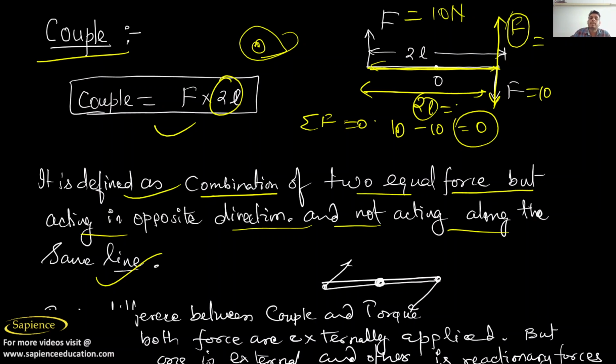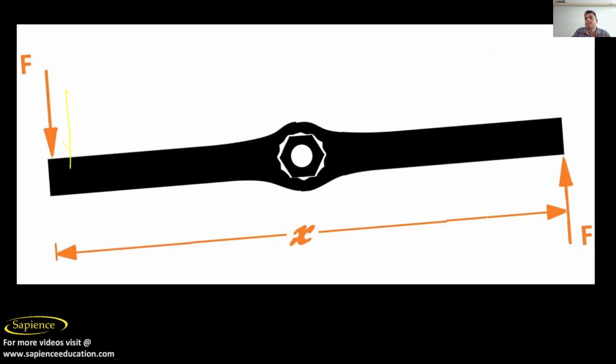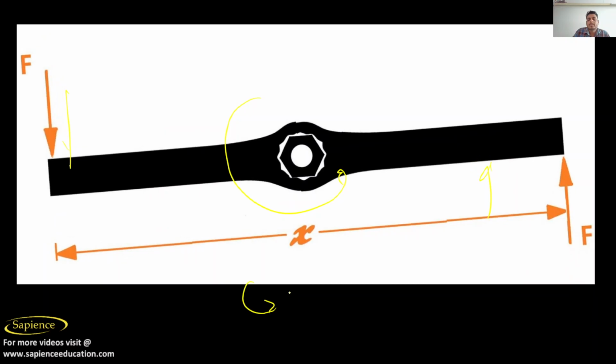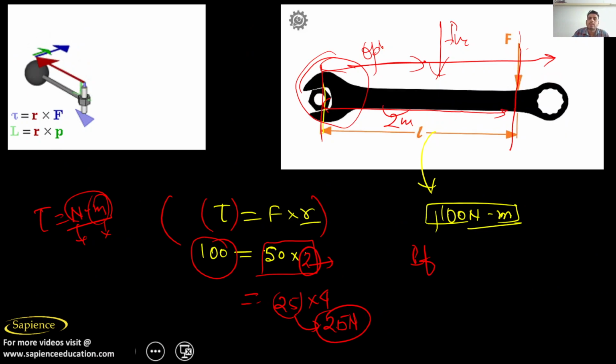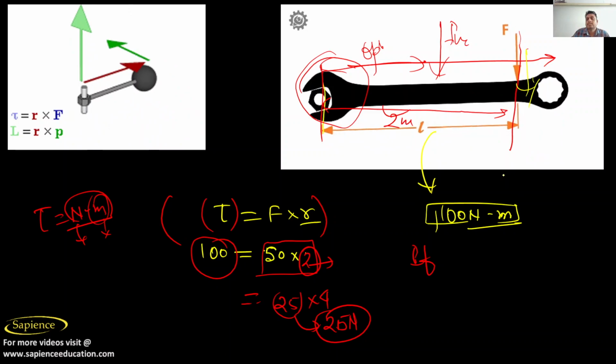But in torque, you apply force on only one side, but in a couple you have to apply on two sides. For example, you can see the diagram. In the diagram, we are applying a force from two sides. Both are in opposite directions. Due to this, rotation occurs, and this is called a couple. But when we talk about torque, we have to apply a single force. So this is very important.